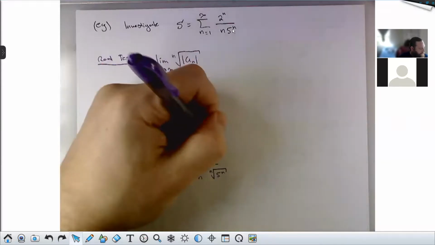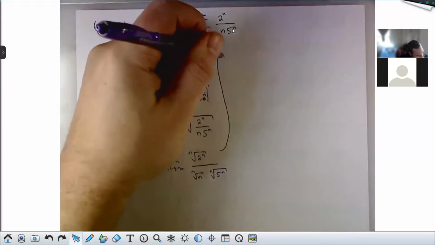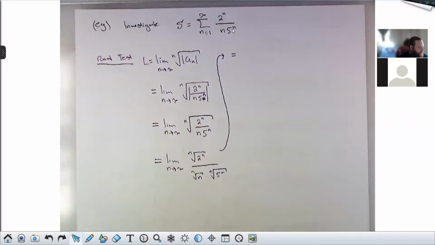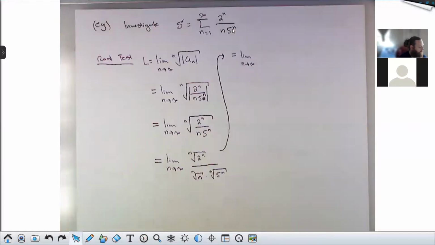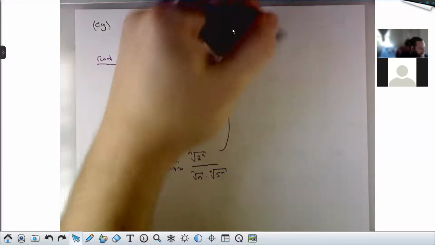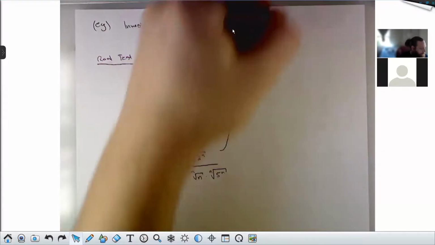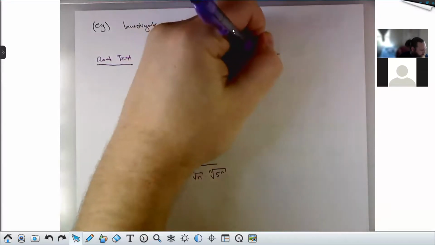We'll continue this up here. This is equal to the limit as n goes to infinity. What is the nth root of 2 to the n? Good, just 2. The nth root of n I'll leave alone for now.